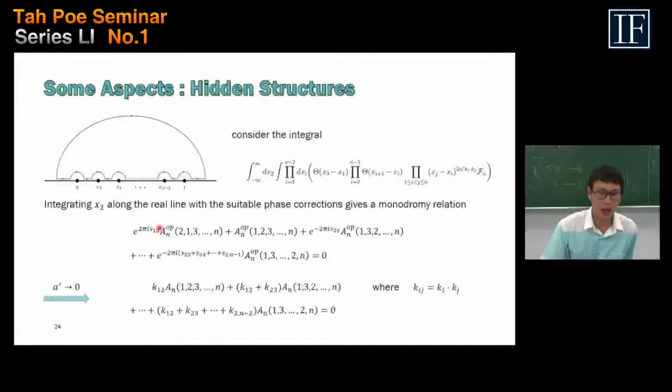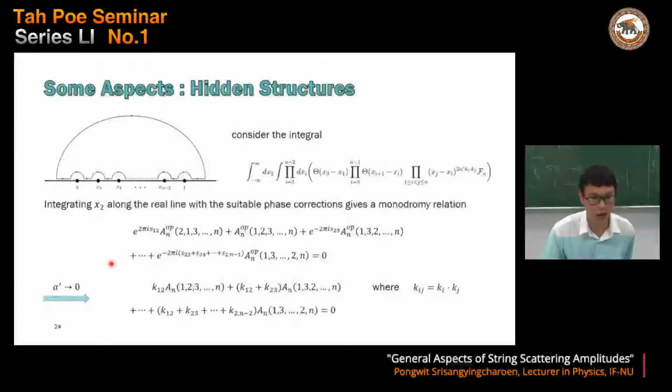So it appears that if you integrate this and close the contour, the Cauchy theorem tells us it will be 0. And there is a phase factor here that is due to the phase correction. And in the field theory limit, this exponential turns into just the basic k_i dot k_j. Here, this is called the BCJ relation.